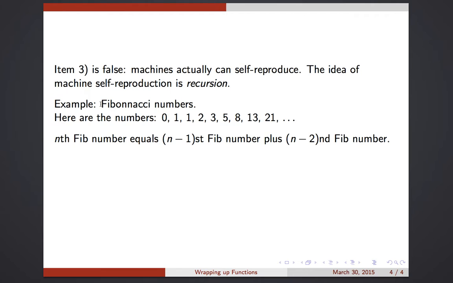And the example I'm going to show you is a function that deals with Fibonacci numbers. So if you don't know what those numbers are, here they are. You start with 0. The next number is 1. The next number is the sum of 0 and 1, which is 1. The next number is the sum of 1 and 1, which is 2. The next number is the sum of 2 and 1, which is 3, etc.